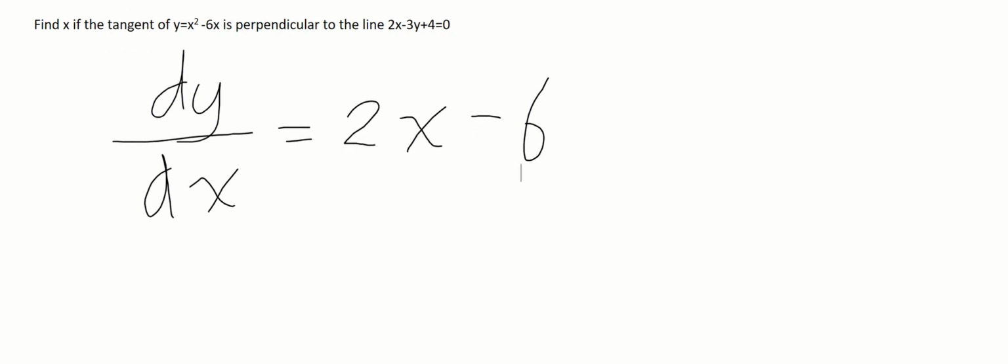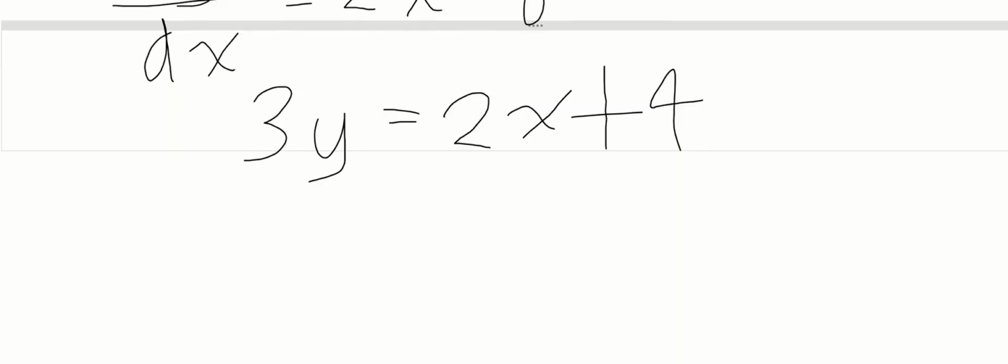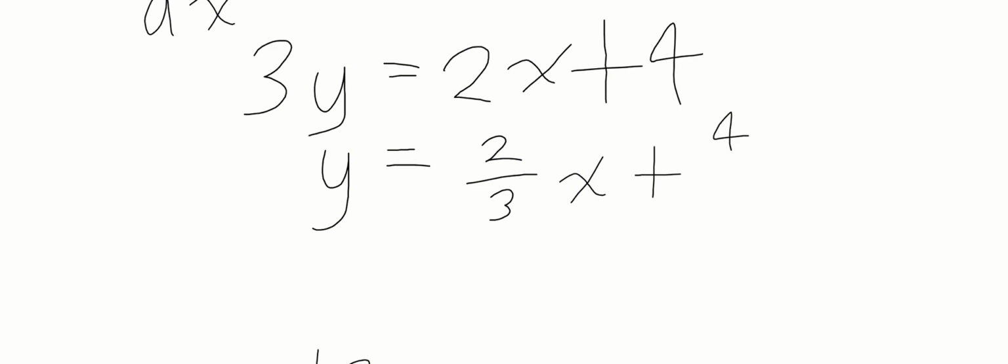Okay, so we now know this is the gradient of the tangent. It's perpendicular to the line 2x minus 3y plus 4 equals 0. What we have to do now is find the gradient of the line 2x minus 3y plus 4 equals 0. The easiest way to do that is to make y the subject. By moving y to the right hand side, we get 3y equals 2x plus 4. Okay? So what we want to do after here is get rid of the 3 in front of the y, so we get y equals 2/3 x plus 4/3.